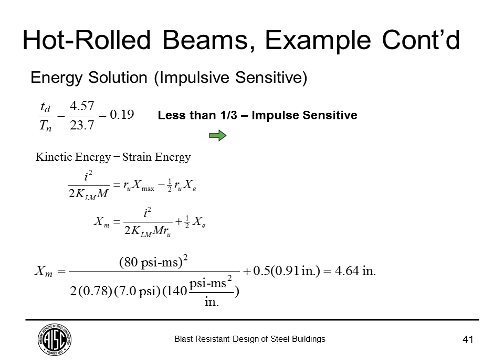So we go back to the equation that we showed before. We have the kinetic energy from the blast load on the left, and we have the strain energy for the component on the right. We solve for X max, which is the maximum midspan deflection. We fill in the values. We already developed all those values, and we get that the 80 psi-millisecond load is going to result in 4.6 inches of deflection at midspan of that roof beam.